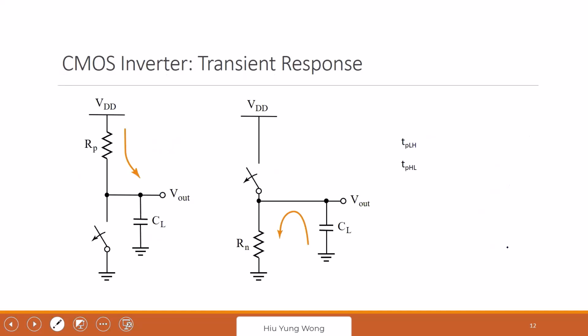And then we also need to find the transient response, right? Based on this model, we know that the transient response is what? What is from low to high? First off, what does it mean? It means the time it takes Vout to go from 0 volt to VDD divided by 2, right? So how does it transfer from 0 to VDD divided by 2 based on this network?